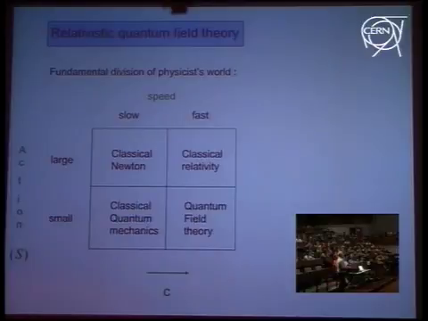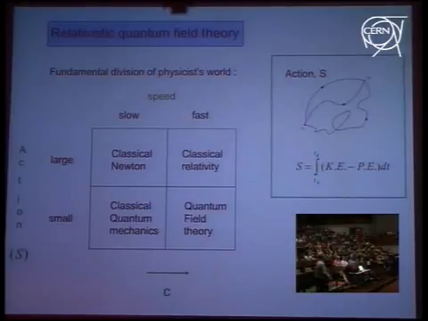Classical quantum mechanics becomes quantum field theory. Now, along this direction is something that you may not be familiar with, something called the action. When the action is large, you have classical theory, Newton theory. When the action is small, you go to quantum theory. So what is the action?